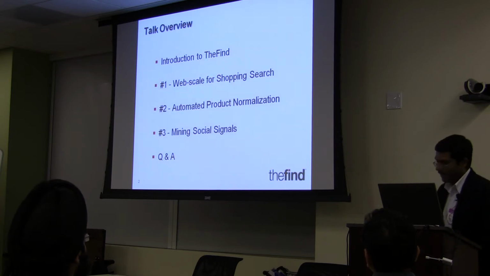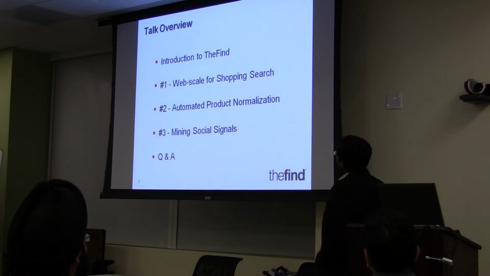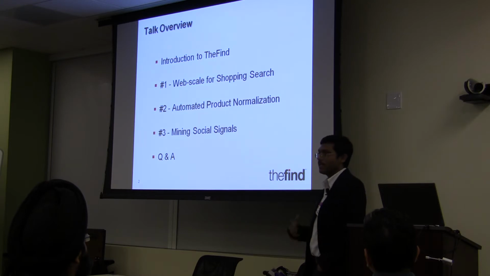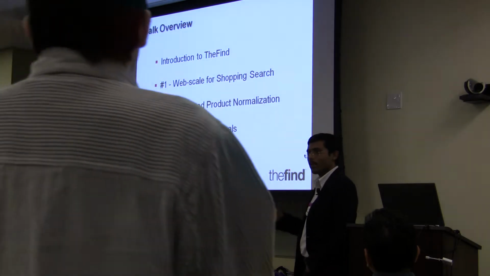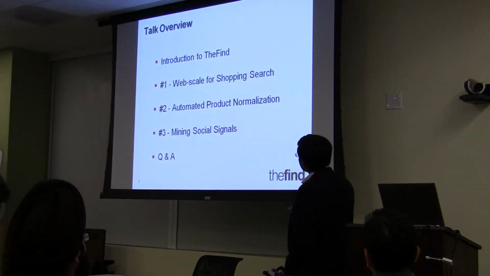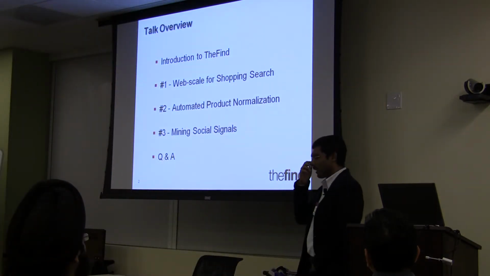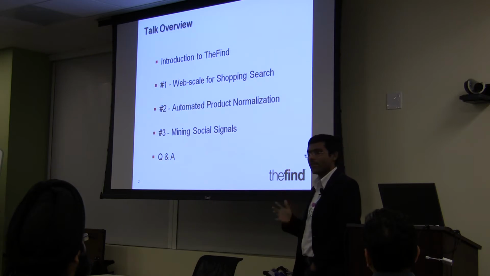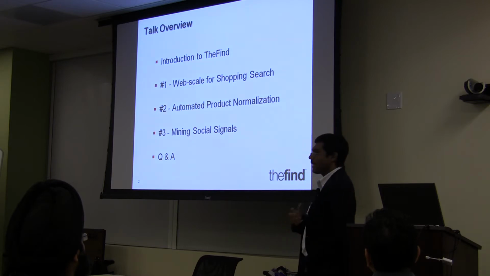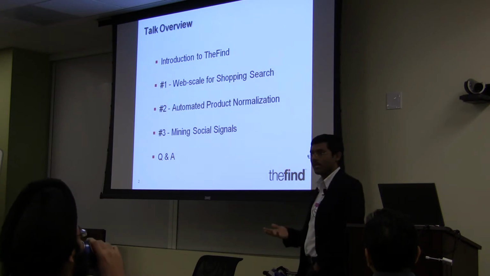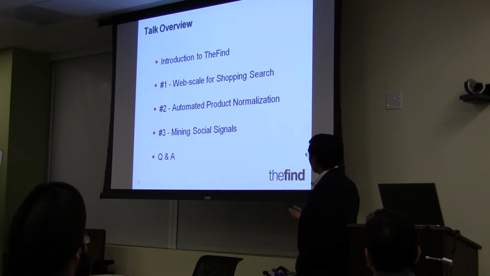So yeah, as I said, we'll be talking about three topics. Web scale for shopping search. That means how do we mine the web to get all the products and why that is important and why that is useful. The second is automatic product normalization, and that means that if you have the same product from multiple stores, how do you figure that out automatically? And the third is mining social signals. That's a topic that we are working on currently, not fully done and released yet, but actively under development, and we feel that this is very important for shopping.